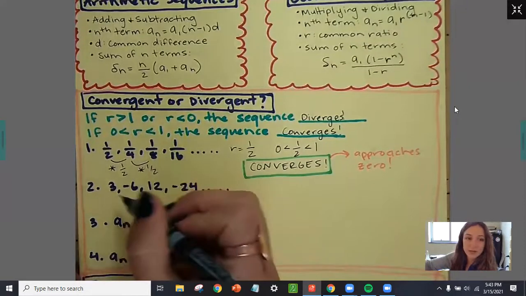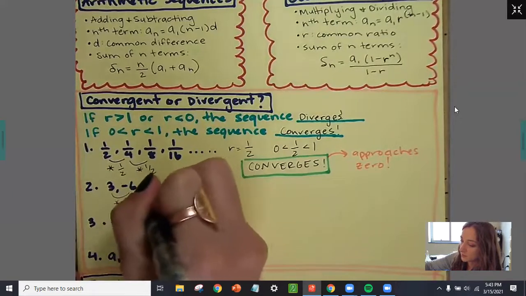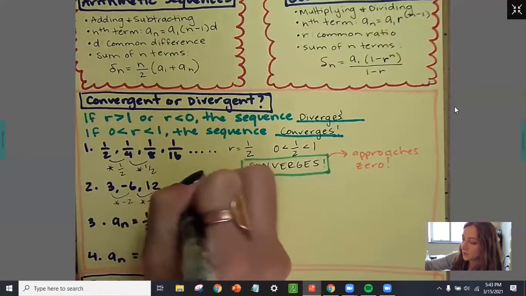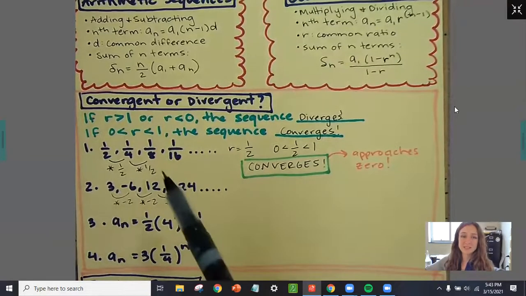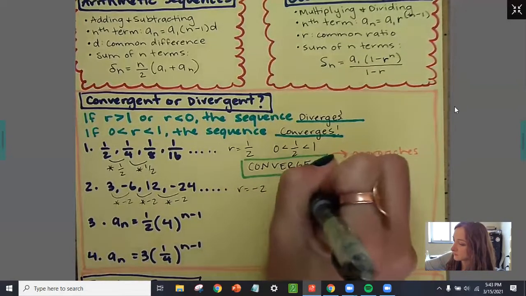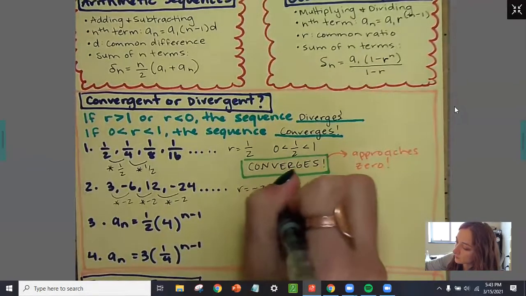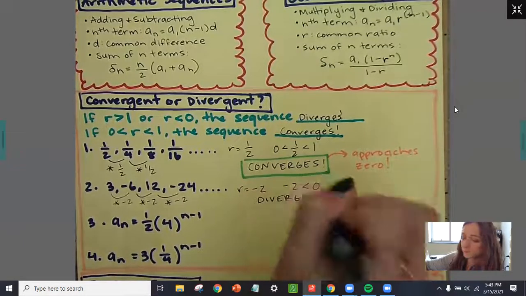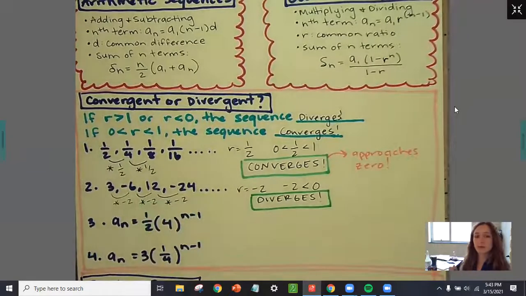All right, let's see this next one. From 3 to -6, that's multiplying by -2, and so on and so forth. So each time it's multiplying by -2. Since this -2 is less than 0, that means this sequence is going to diverge. And this means that it's not approaching anything. You can see it's going back and forth between negatives and positives. This is not going anywhere and not approaching anything.